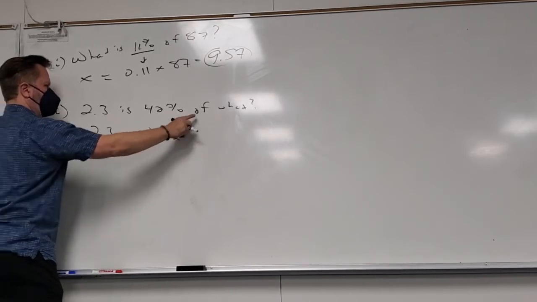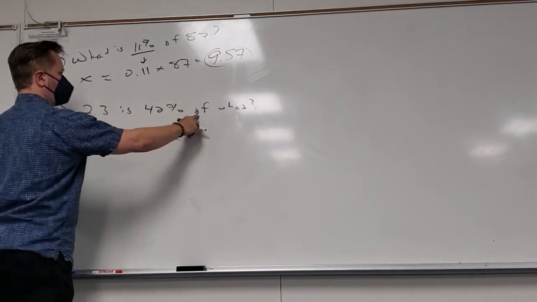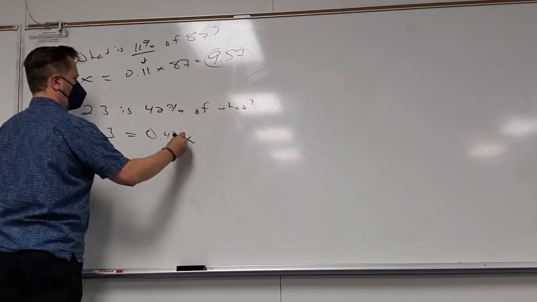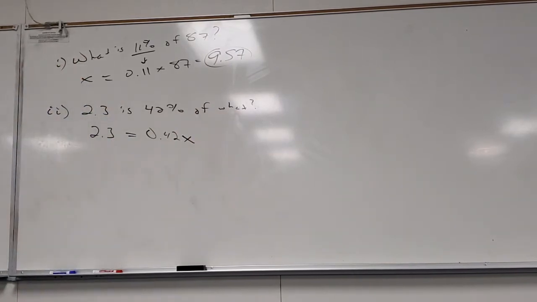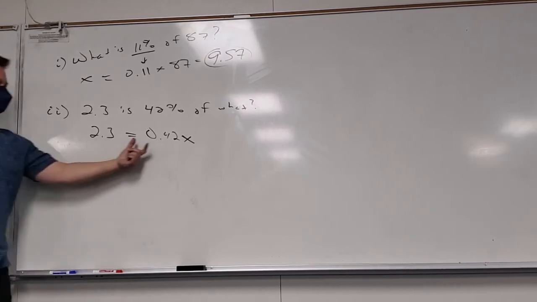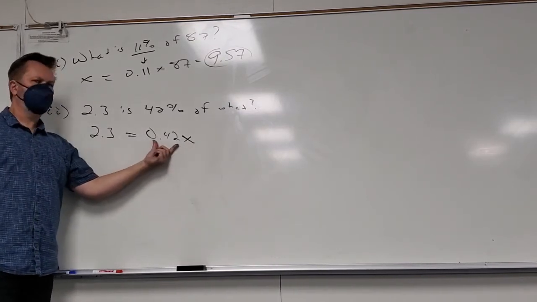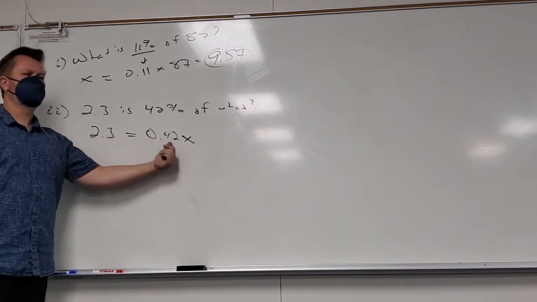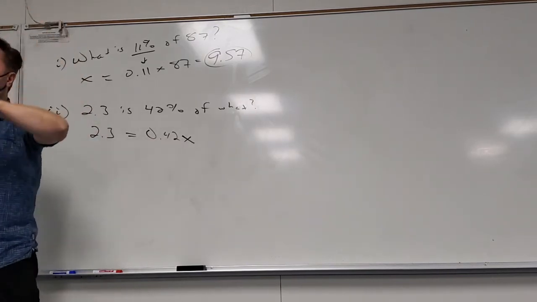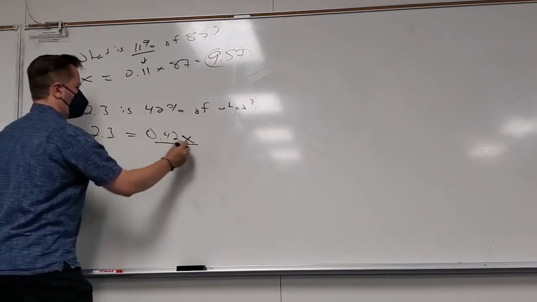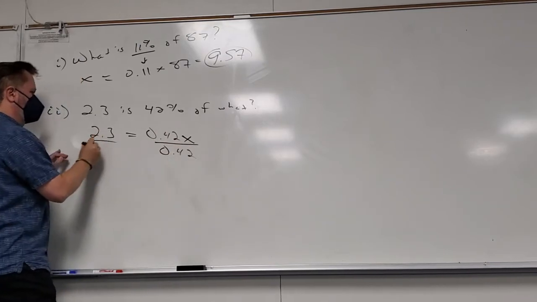0.42 of, multiply by x. And then how do you solve that for x? Just one step, right? The way you look at any equation is, why is my poor little x not alone? That 0.42 is bugging him. What's it doing to him? Multiplying. So how do I kill it? Divide.